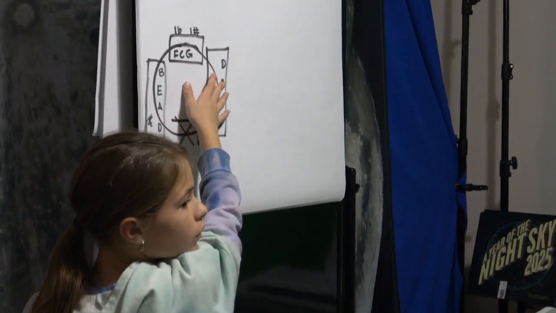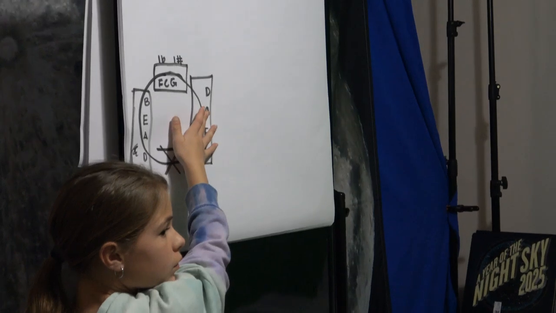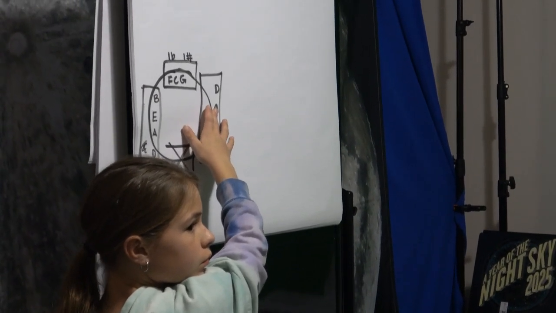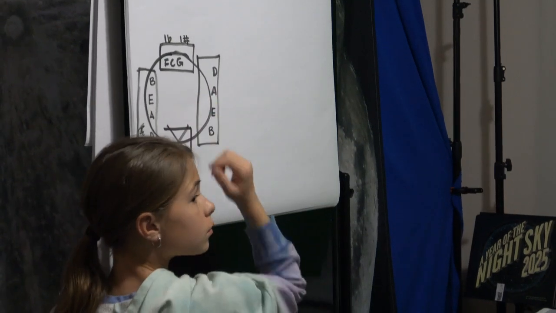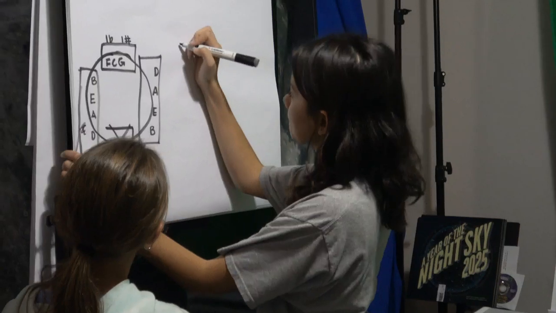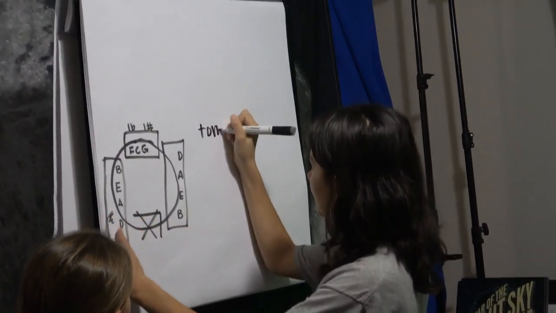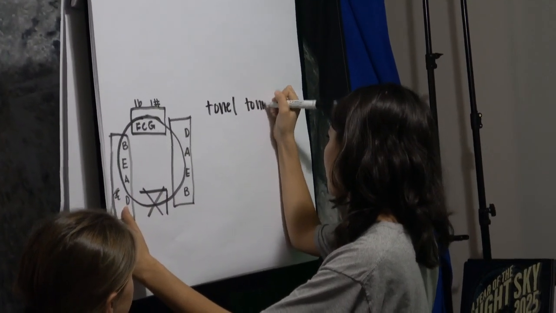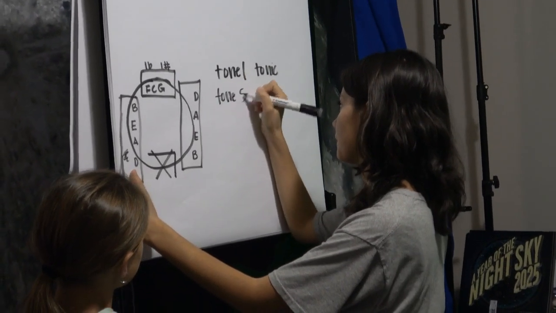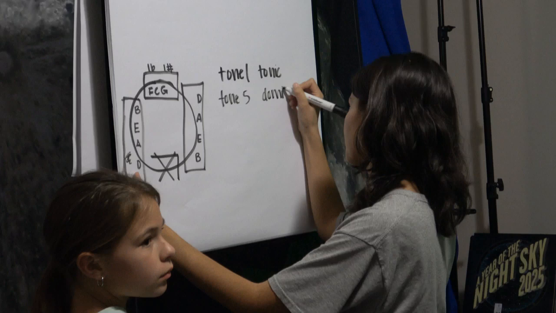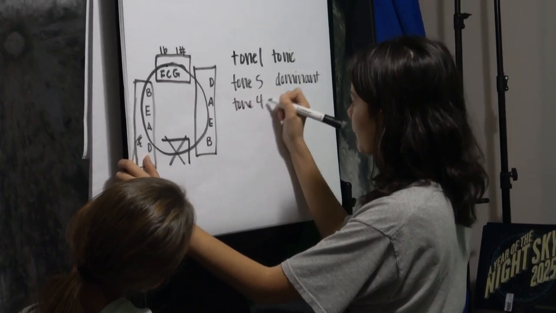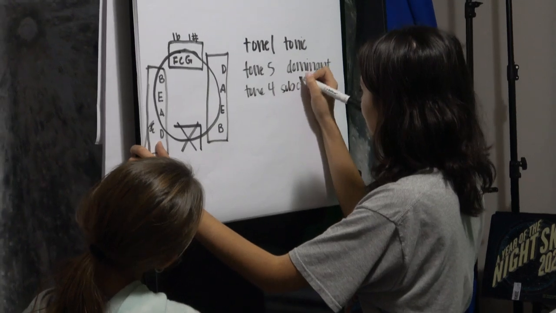Tonic, dominant, subdominant. Remember what we said those were? Tone 1 is tonic. Why don't you write that down for her? Tone 1 is a tonic. Okay, tone 5 is a dominant. Tone 4 is a subdominant. So that's 1, 5, 4.